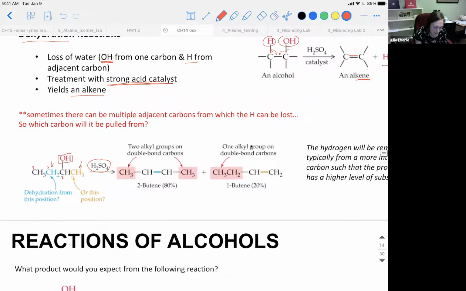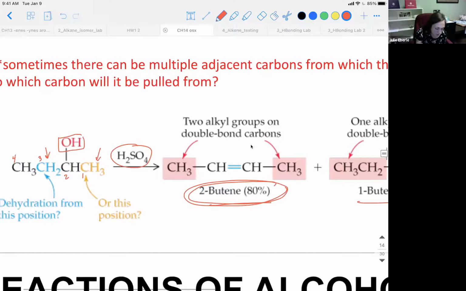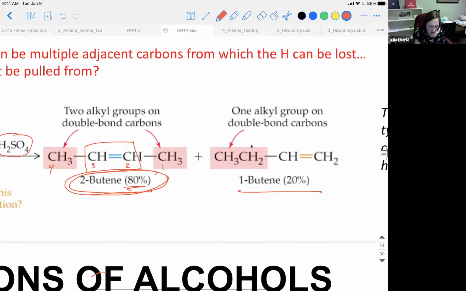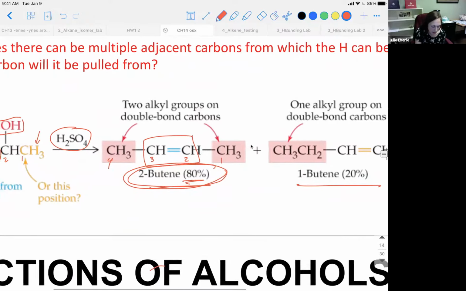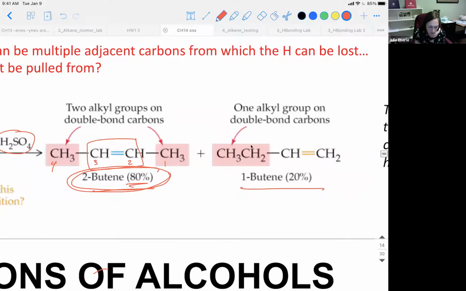Basically, look at what you form. If you do this reaction in the lab, you're going to get 2 products, but you're going to get one in much greater amount. 80% of your product is going to be this one, where you pull the hydrogen off of carbon 2. This is carbon 1, this is carbon 2, 3, and 4. The double bond is now between carbons 2 and 3. So we call that 2-butene. 80% of your product is going to be that. Only 20% is going to be the other product, where we're pulling a hydrogen off carbon 1, 1-butene.